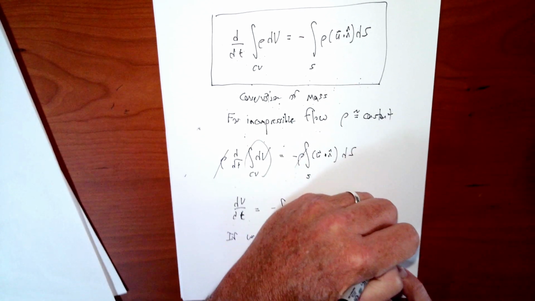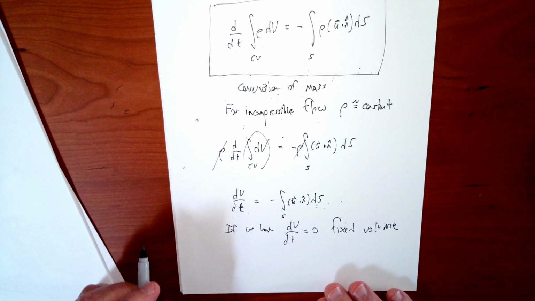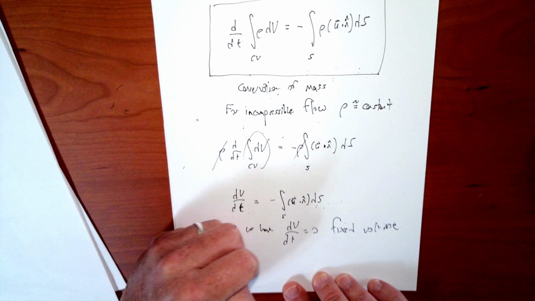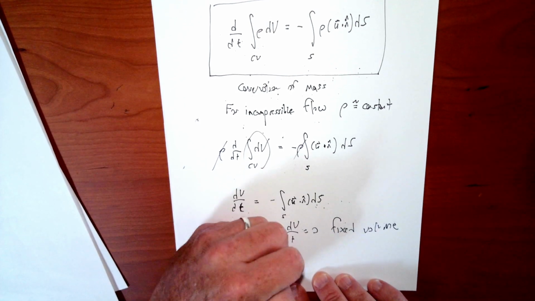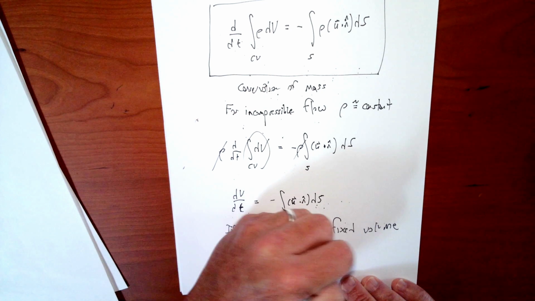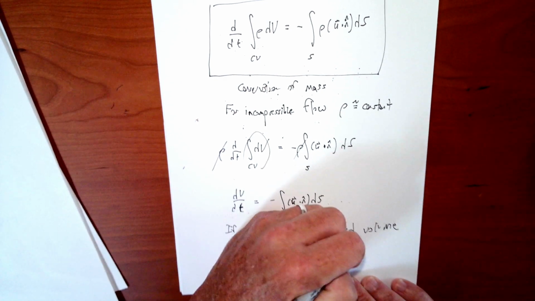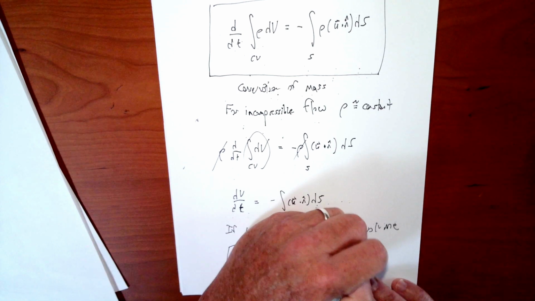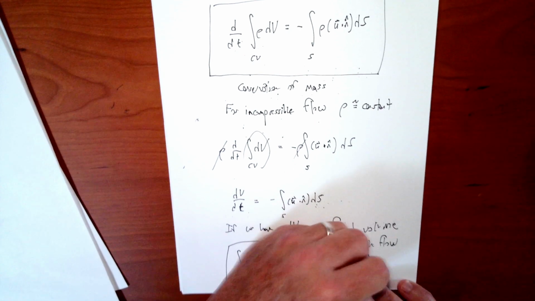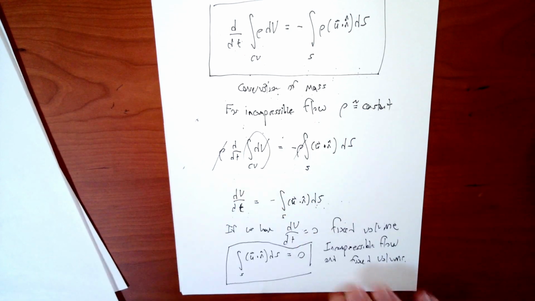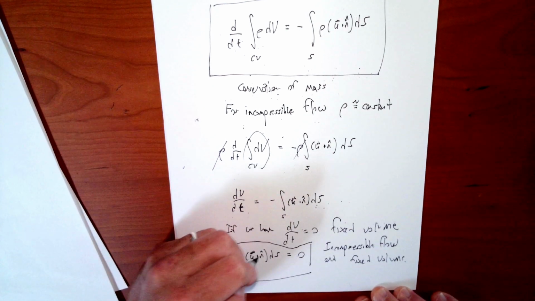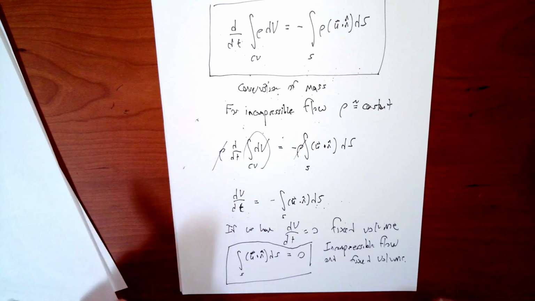which we often have in many of the engineering applications we'll be using this for, we end up with a very simple equation, which is that the integral of u dot n hat integrated over the surface has to equal 0. So if you have incompressible flow and you have fixed volume, then this is conservation of mass. Incompressible flow and fixed volume, the integral over the surface of the velocity vector dotted with the outward unit normal, integrated over the surface, has to be equal to 0.